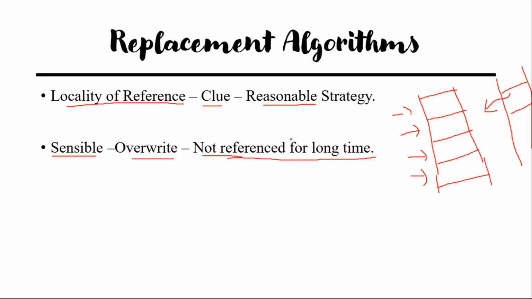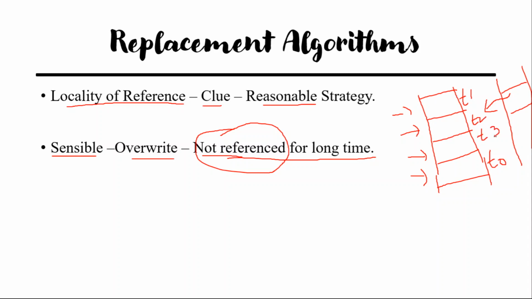Here we are saying which block is not referred for a long time. It is not the oldest block. For example, say this block came at time t0, that is the time it first came, the oldest one. And this block came at time t1, this block at time t2, and this block at time t3.